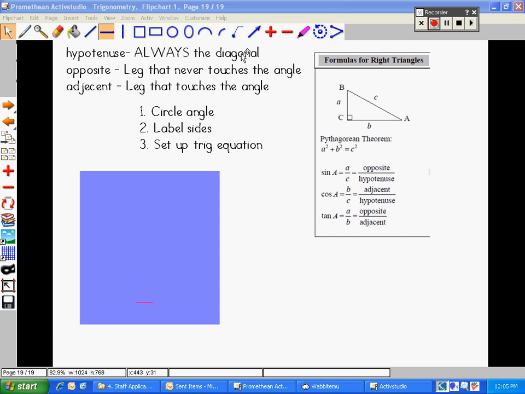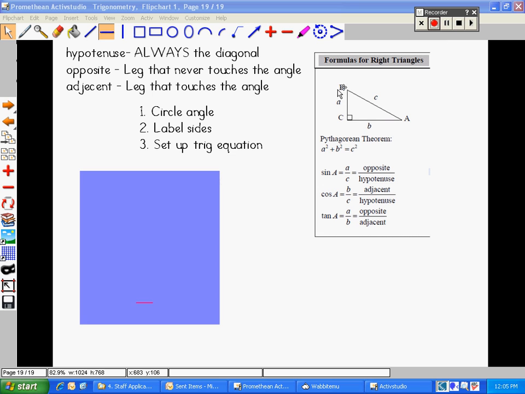The opposite and the adjacent sides make a 90 degrees. Those two sides are perpendicular to each other. They're called the legs. The opposite leg never touches the angle. It's across from the angle. Another word to use for opposite is across. Adjacent is the leg that touches the angle. It's next to. Another word for adjacent is next to.